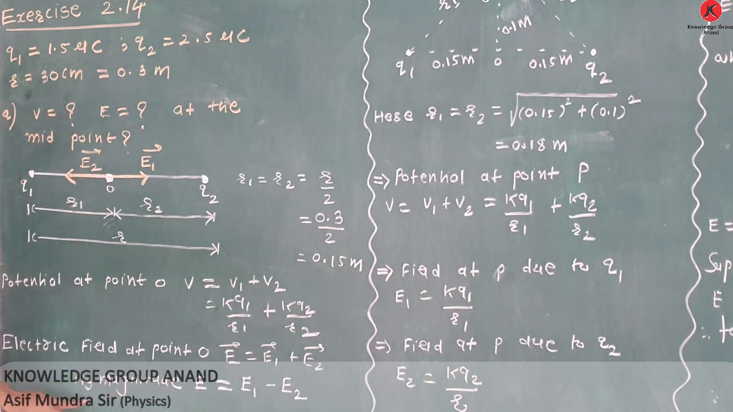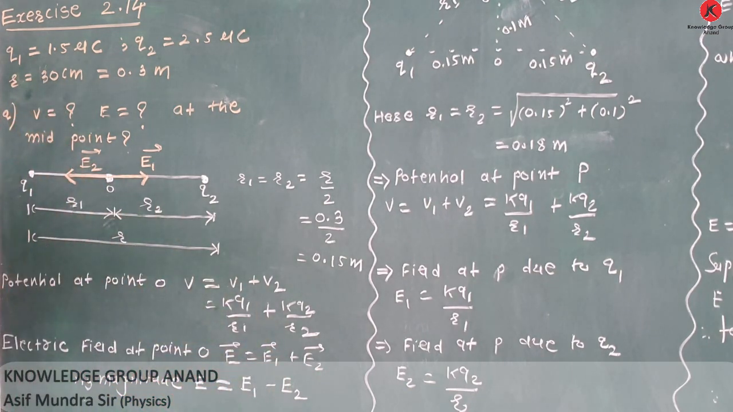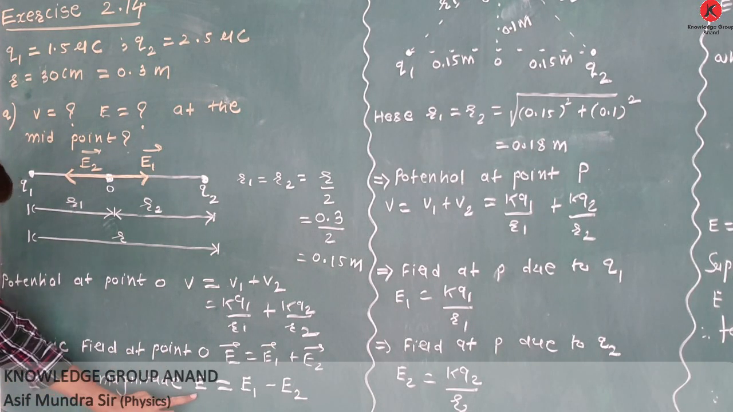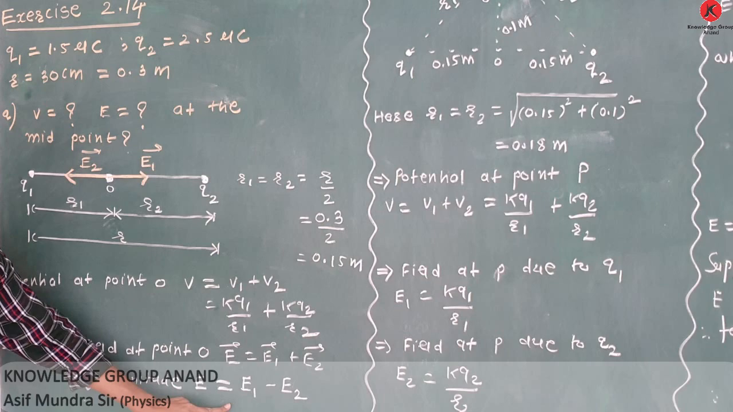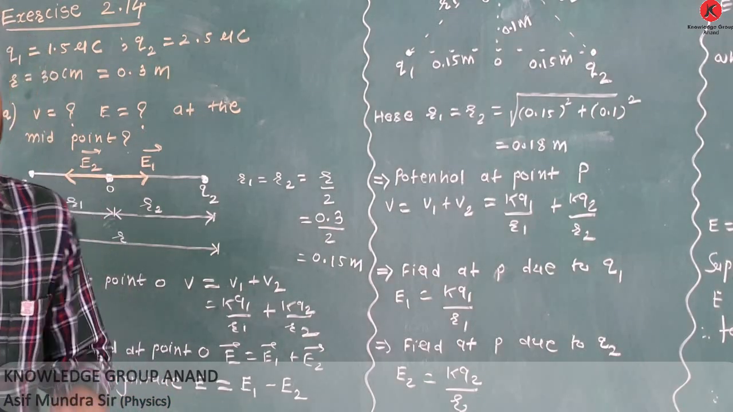Then how to write the magnitude? E is equal to E1 minus E2. Why minus? Because they are in opposite directions. Now if the answer of E is positive, then the resultant electric field is in the direction of E1. Clear? If the answer is negative, then the resultant electric field is in the direction of E2. Calculate E and find in which direction the resultant electric field is.